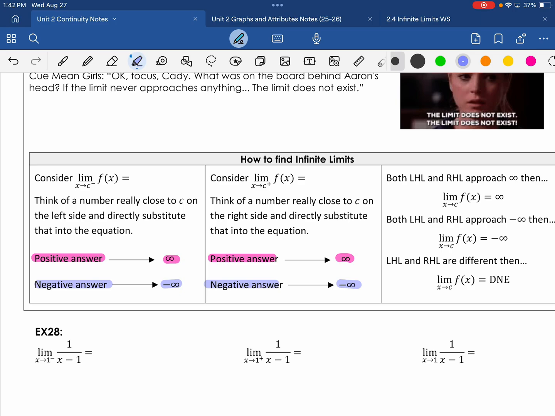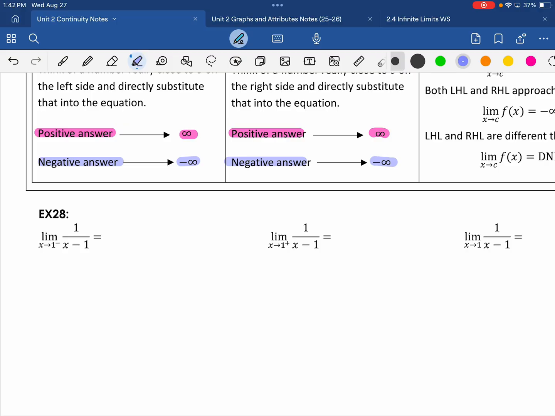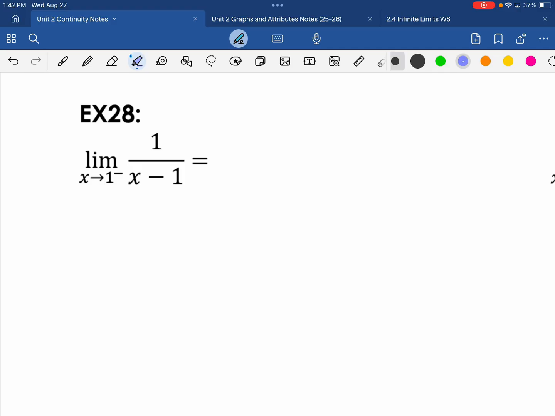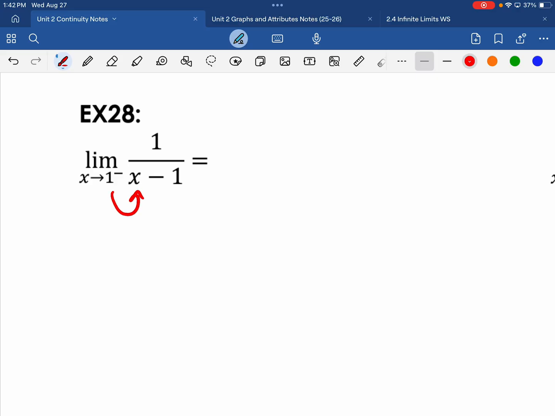Now, the way I set up these examples, it is the same function across the board here. I'm going to start with the left-hand limit, then find the right-hand limit, and then say something about the limit. So first step, directly substitute. When I directly substitute 1 into here, it's a number over 0. 1 over 0. It's a vertical asymptote.